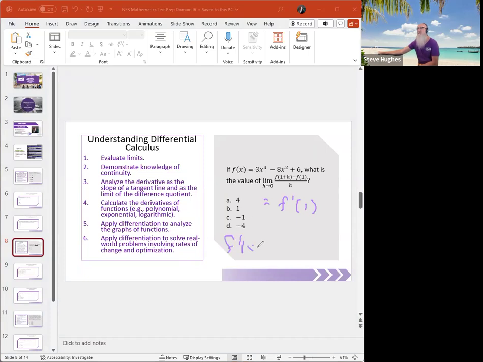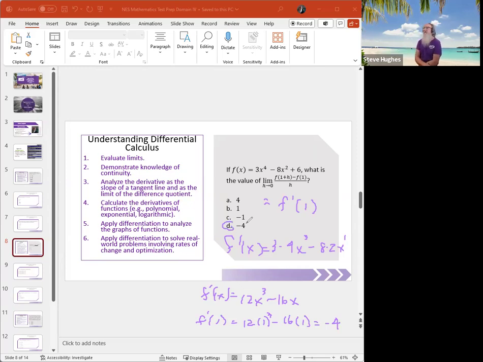What is f prime of x? F prime of x is equal to 3 times 4x cubed minus 8 times 2x, all right, to the 1 plus 0. All right, so that is equal to f prime of x is equal to 12x cubed minus 16x. F prime of 1 is equal to 12 times 1 cubed minus 16 times 1, which is -4. And my answer is D.